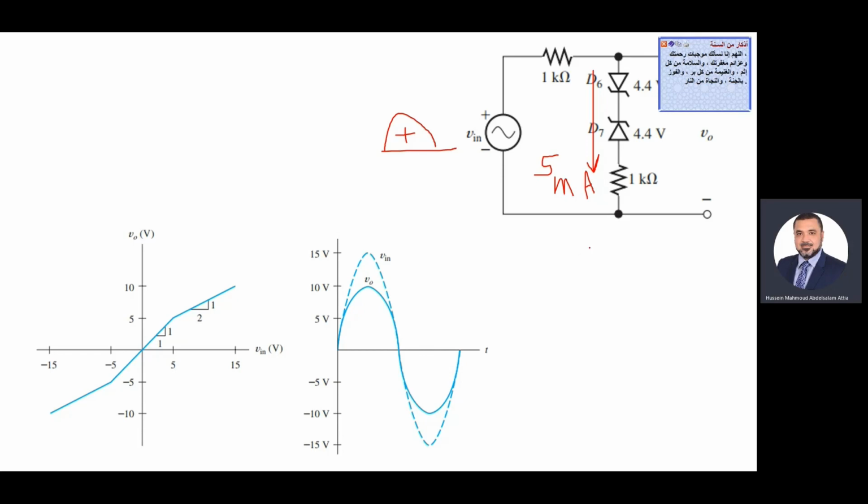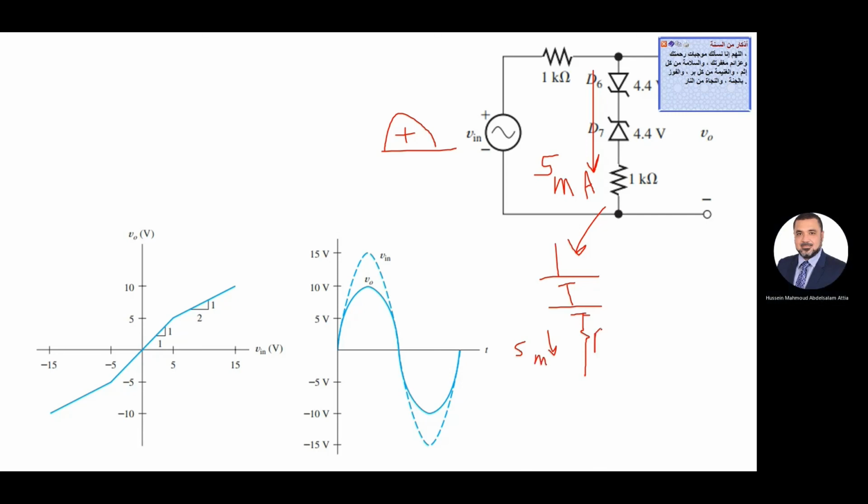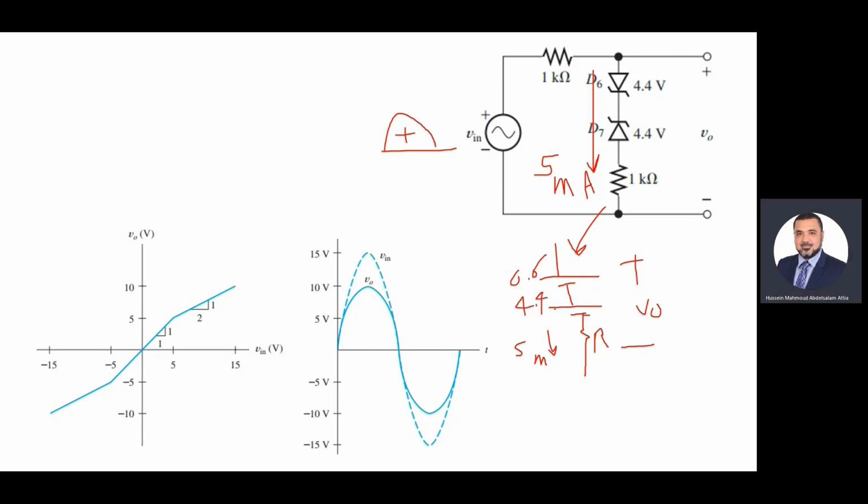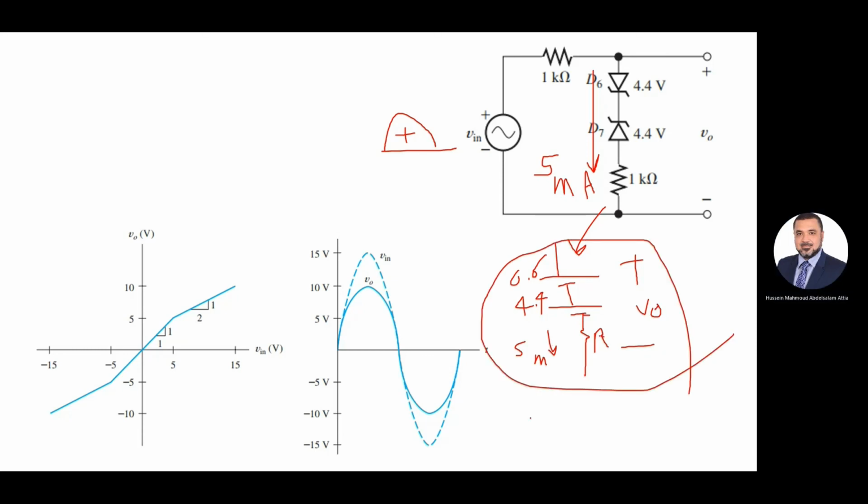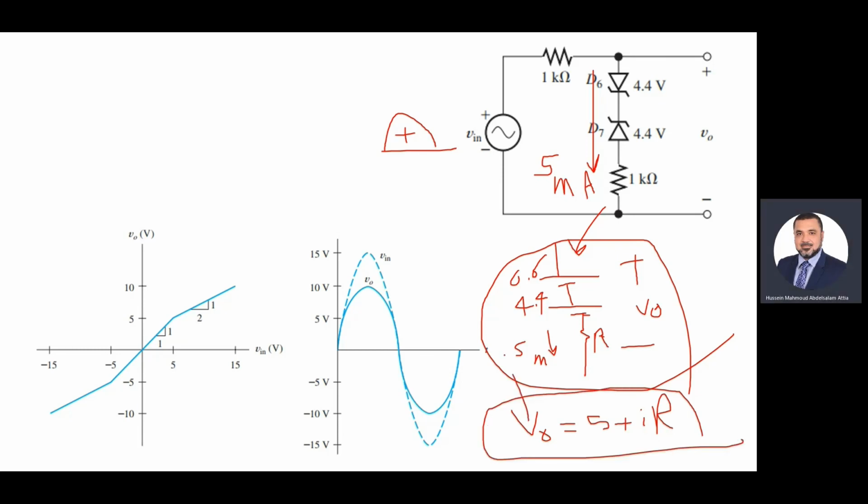So what is V out? Again, this circuit is 0.6 here, 4.4, and the resistor. The resistor has a current of 5 milliampere. V out is 0.6 plus 4.4, which is 5. So V out will be 5 plus IR. V out in this circuit, guys, is 5 volt plus IR. Remember, I is 5 milliampere and R is 1K. So V out will be 10. Look at this value here. V out is 10.